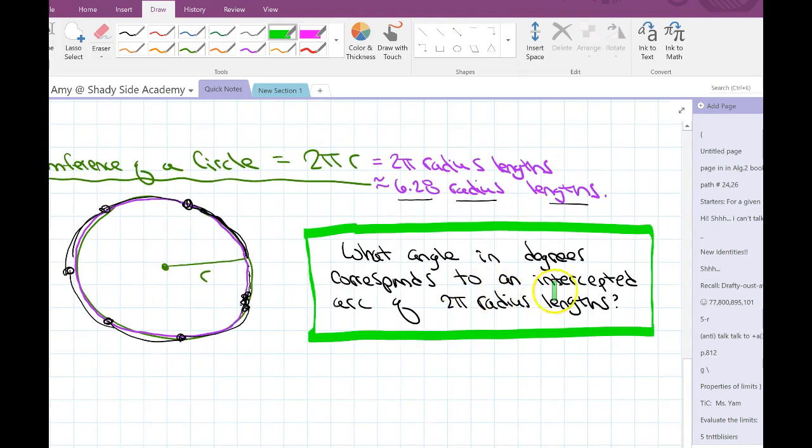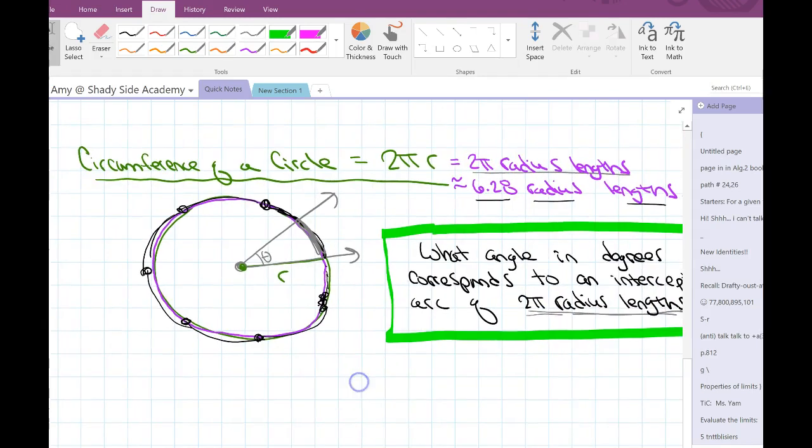Let's talk about an intercepted arc first. So here's this circle. I'm going to put in an angle, and I may change it, but let's just start there. So the angle's vertex is at the center. Here's one initial side of the angle, here's the terminal side. This angle, theta, intercepts this arc right here. But I want the arc intercepted to be 2 pi radius lengths. Well, 2 pi radius lengths corresponds to how big of an arc?